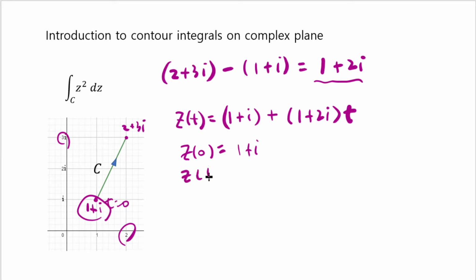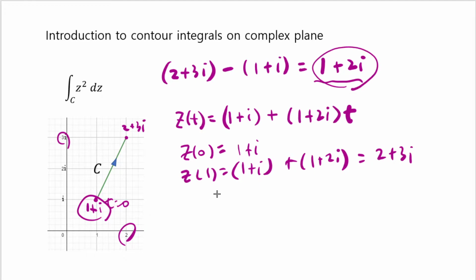When t is 1, you have 1 plus i plus 1 plus 2i, and if you calculate that, it gives you 2 plus 3i, just because of the way we found this, okay? And any value of t between 0 and 1 will give you some value on this path. So as t goes from 0 to 1, it will draw the entire path.